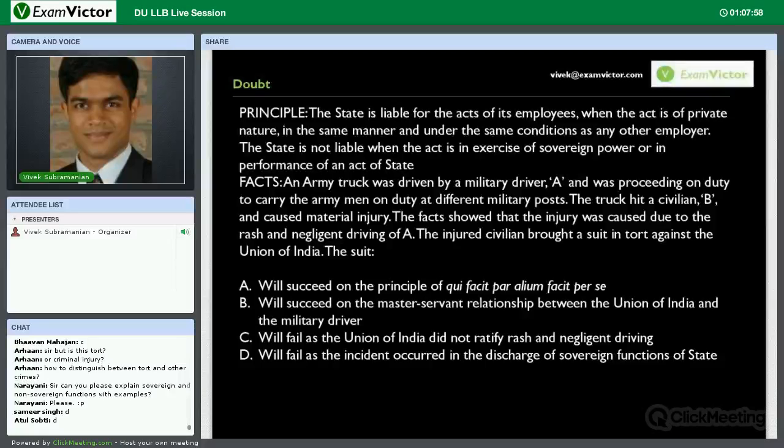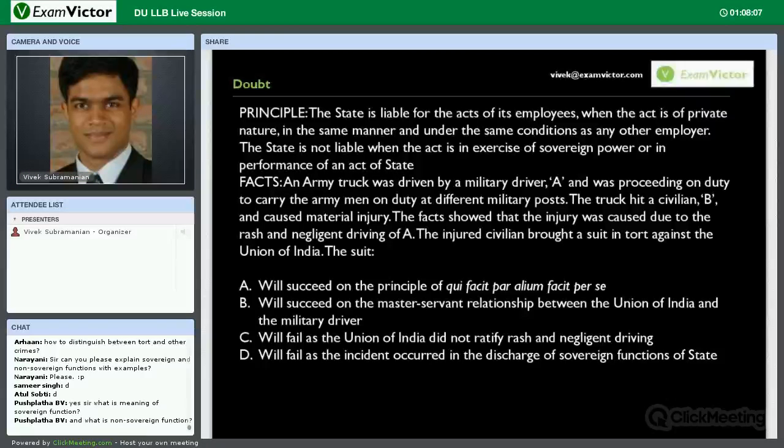As we saw in the last question, there the act was arrest and search and seizure, which was a sovereign function. Here the act is driving the army men to different duty posts. Definitely it is a sovereign function, and whatever happens in the sovereign function, the state is not liable, very clearly, and therefore the correct answer is D. The person will fail in his suit because the incident occurred in the discharge of the sovereign functions of the state.